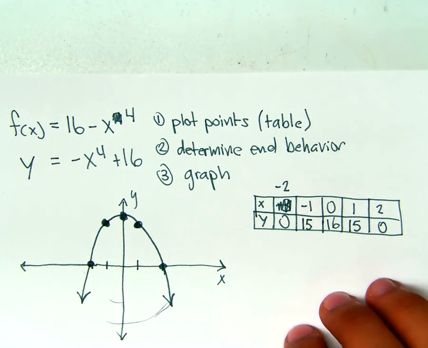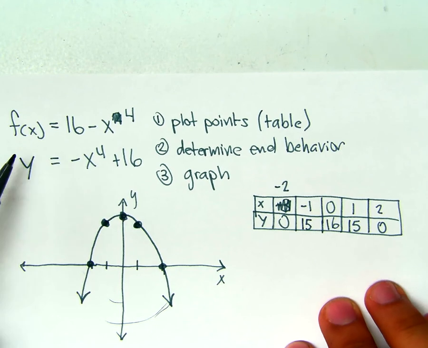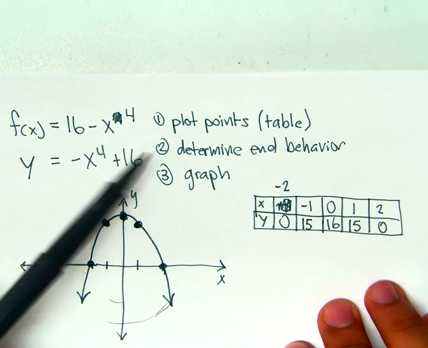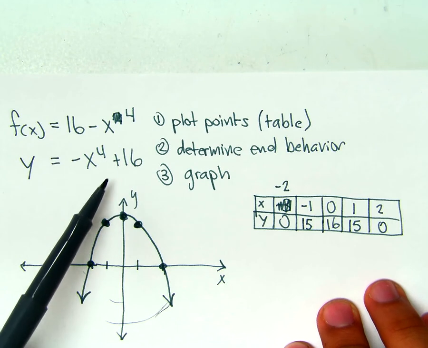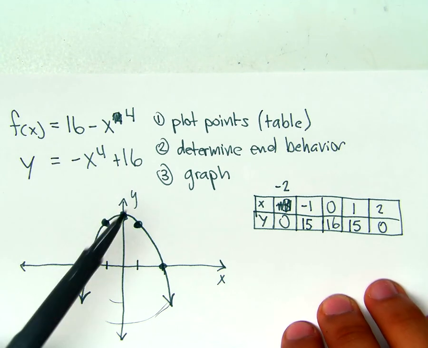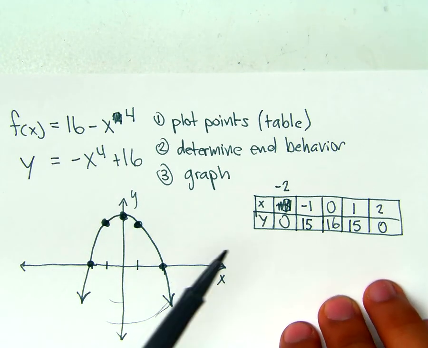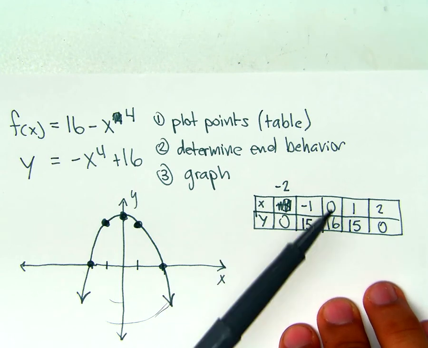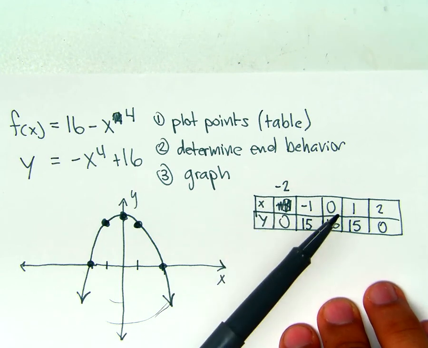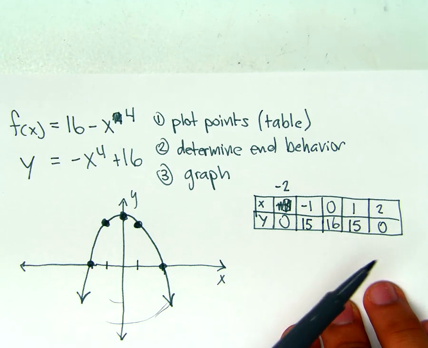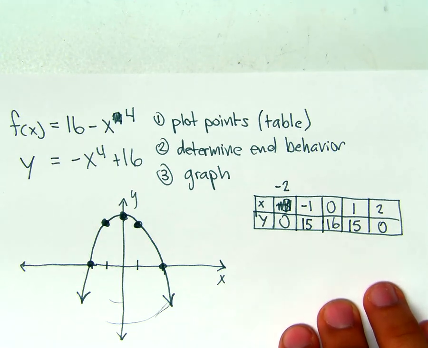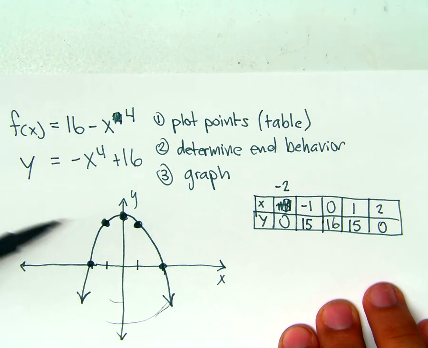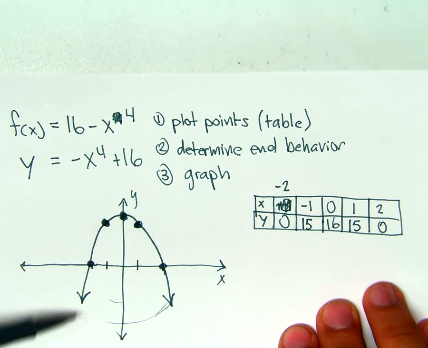So for your homework, you're going to be given functions. You first have to determine whether or not it's a polynomial function. Write it in standard form. You're going to have to plot points. And when we plot points, we're going to choose values for our x's. More likely than not, negative 2, negative 1, 0, 1, and 2 are going to be sufficient for every problem. And once you find the points, you're just going to have to use the end behavior to draw the line.